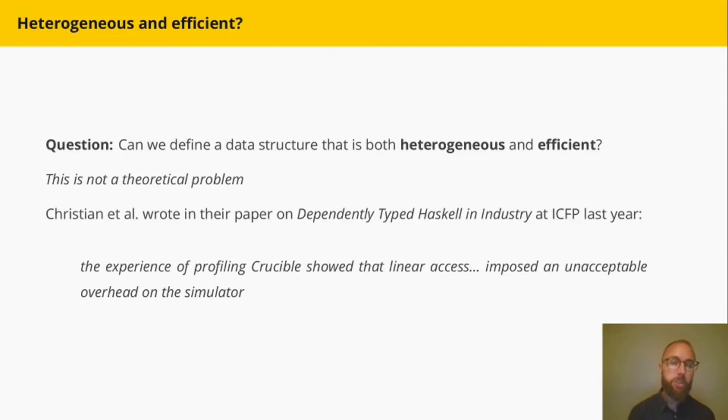And this isn't just a theoretical problem. So people who work in industry and academia, such as David Christiansen and his co-authors at Galois, wrote an experience report on dependently typed Haskell in industry last year. They have this experience of profiling Crucible that showed that linear access imposed an unacceptable overhead on the simulator. As a result, they actually abandoned the type-safe dependently typed approach that they were taking in favor of Data.Map and unsafeCoerce. So what's in the paper?